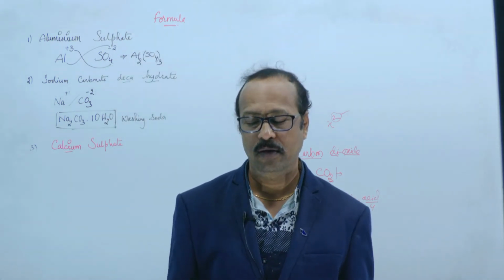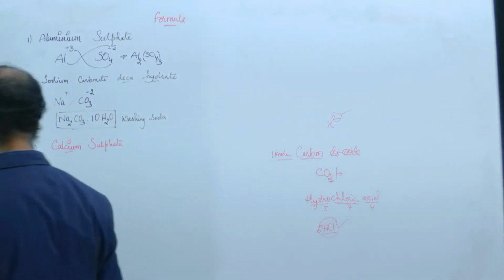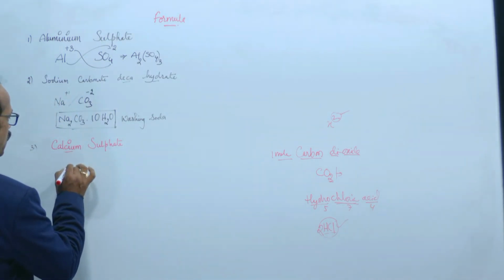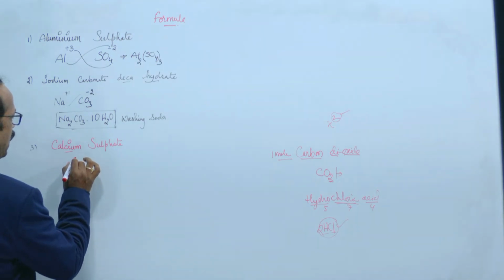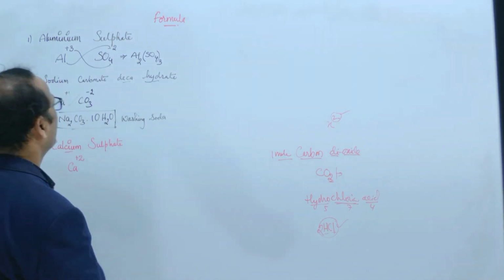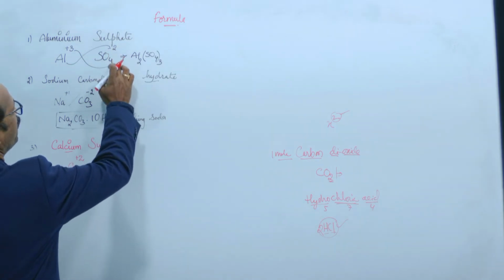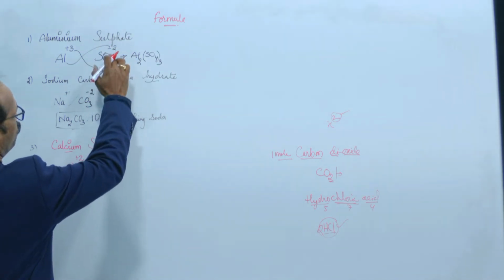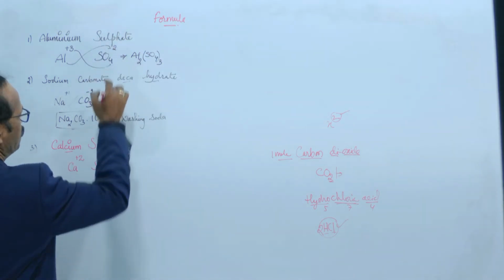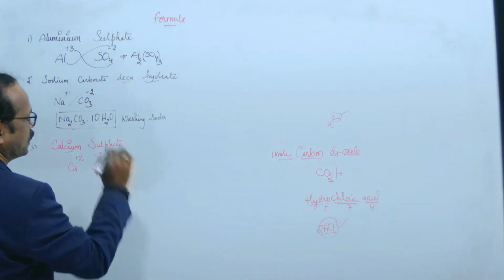Calcium. What is the symbol of calcium? This you need not search actually. These first 20 elements you should know, I told that. Okay, so calcium symbol is Ca and valence is +2. Right? Next sulfate. It is there, Ca sulfate. Sulfate, SO4. Right? SO4 charge is -2.